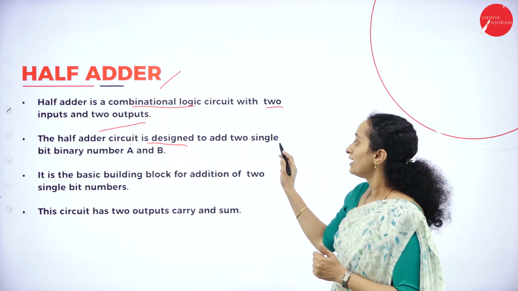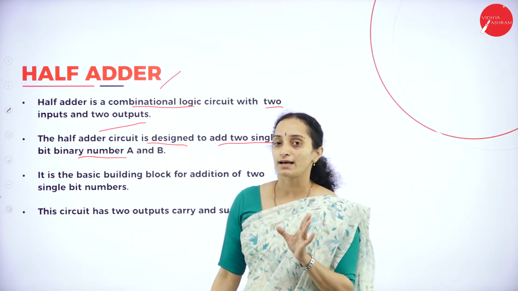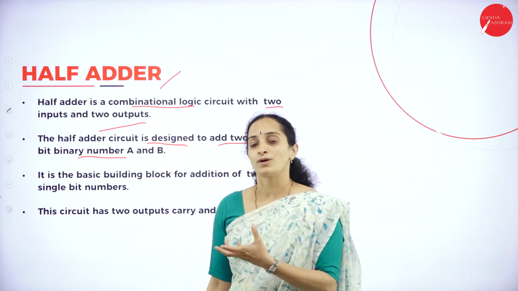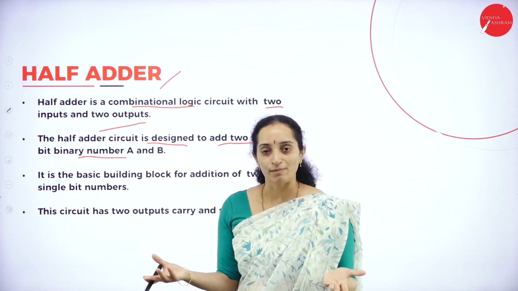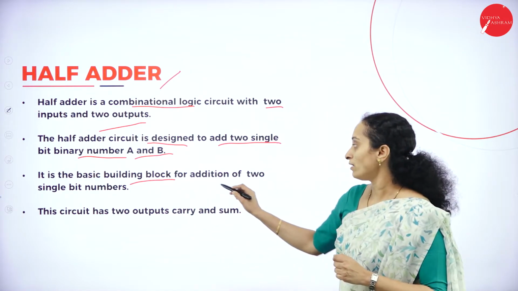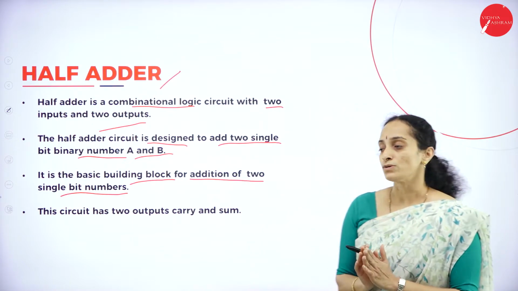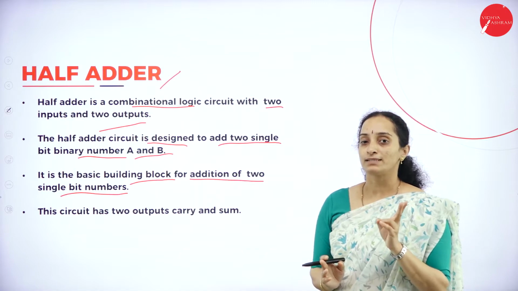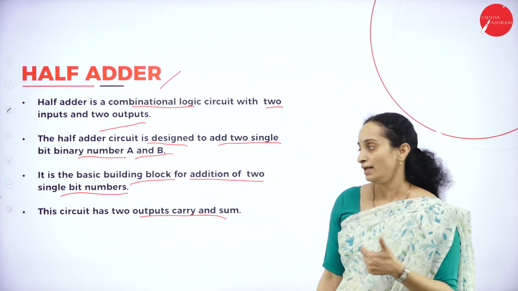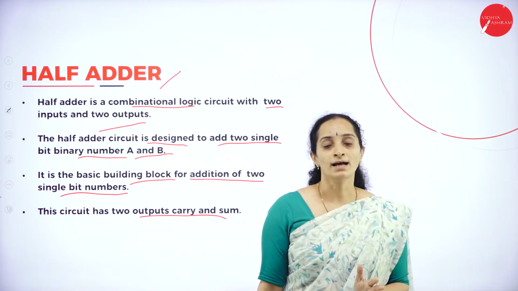The half adder circuit is designed to add two single bit binary numbers, or single bit binary inputs, recognized as A and B. We are going to recognize the two inputs as A and B, or you can take them as Q and Q dash, or X and Y, any variable name you can use, but I am using A and B. It is the basic building block for addition of two single bit numbers. If you have single bit numbers, you can use the half adder to perform the single bit addition. For this, the circuit has two inputs A and B and two outputs, sum and carry.